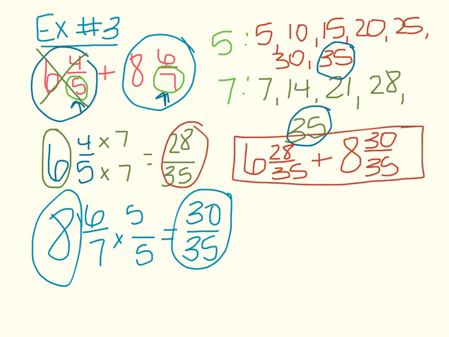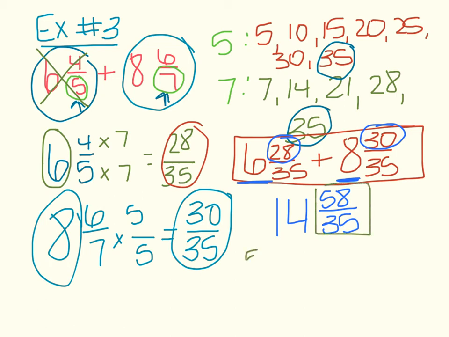And now I can add. I do 6 plus 8, which is 14. Add my numerators, 28 plus 30 is 58. And I keep my denominator, 35. Again, I have a mixed number, so I have to change that by dividing 58 divided by 35. Let me erase that.